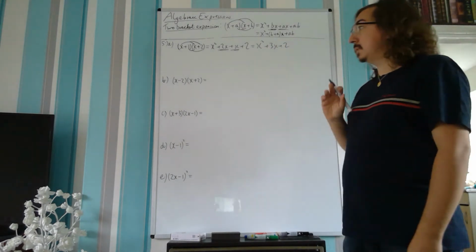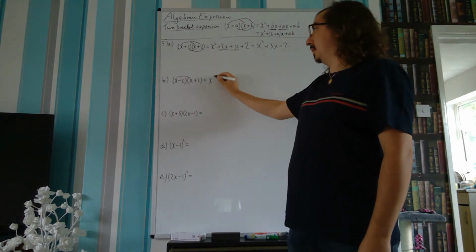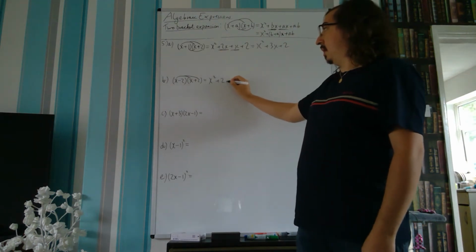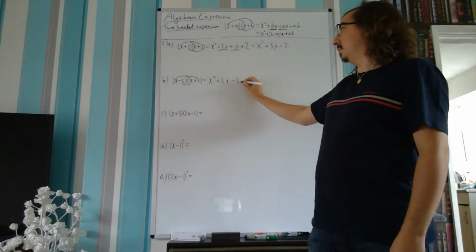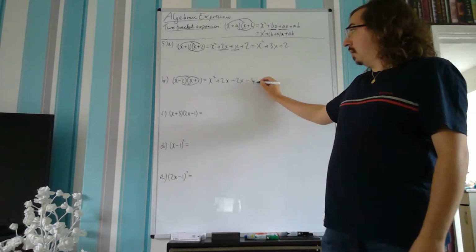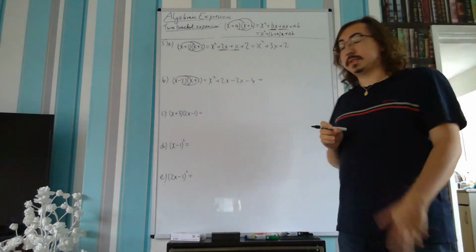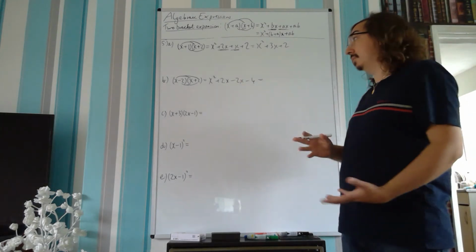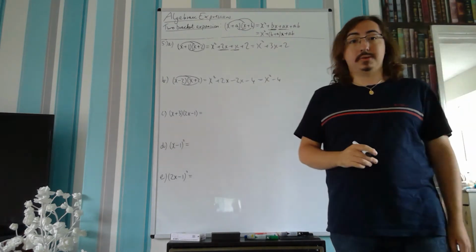Moving on to b then, start off in the same idea, so we go with the FOIL method. The first term, x times x, is x squared. The outer term, so x times 2, is plus 2x. The inner terms, minus 2 times x, is minus 2x. And then the last terms, minus 2 times plus 2, minus 4. Now, this time when we collect our like terms to simplify the expression, we've got a plus 2x and a minus 2x. So they're going to cancel. So all we're going to be left with is x squared minus 4.